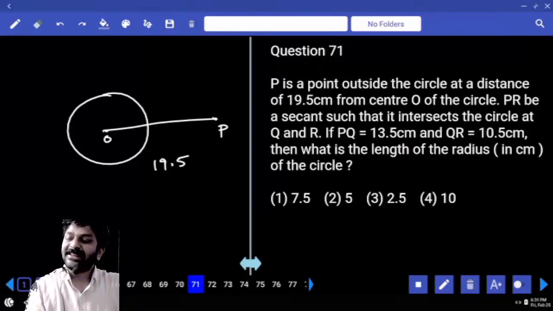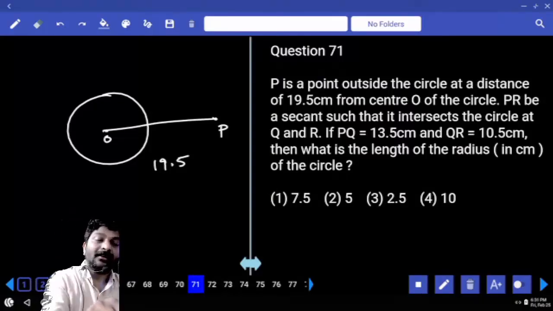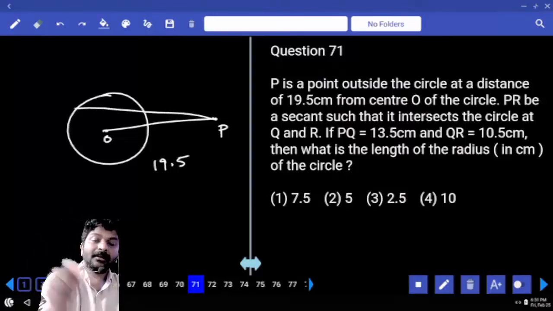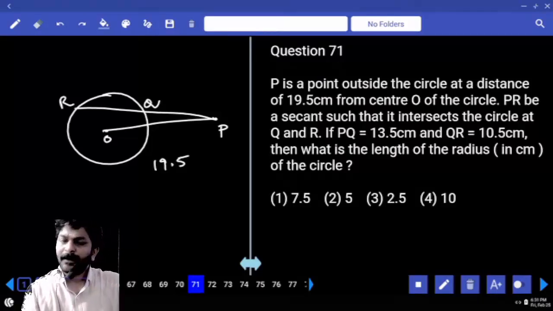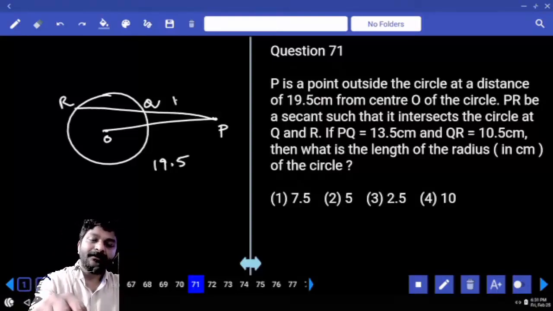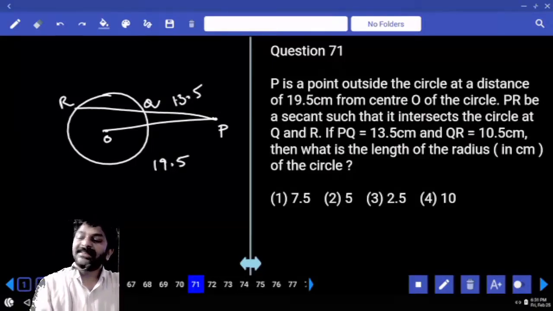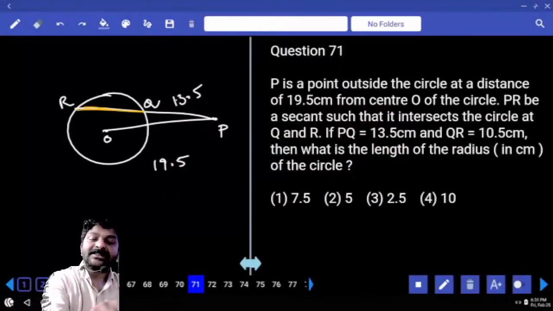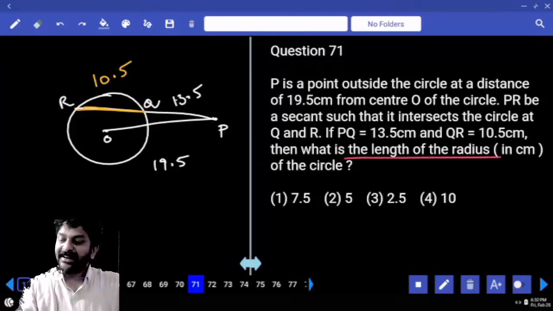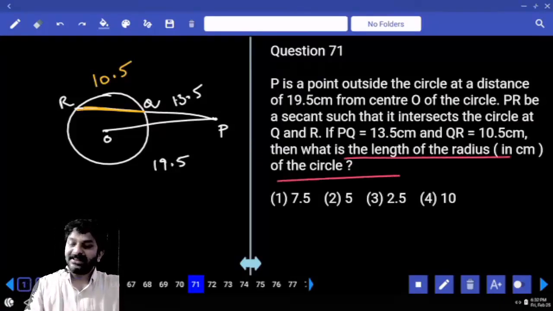PRB is a secant such that it intersects the circle at Q and R. This is R, which intersects the circle at R and Q points. PQ is 13.5, this is 13.5 between P and Q. QR is equal to 10.5. This is QR, equal to 10.5. What is the length of the radius of the circle?